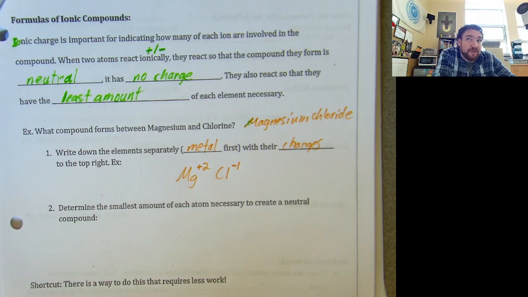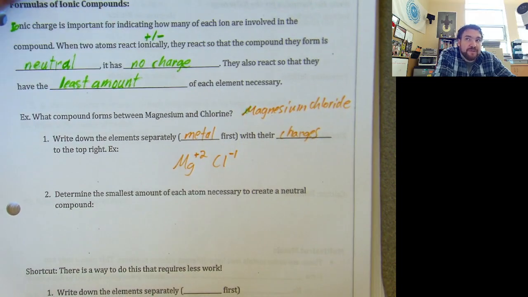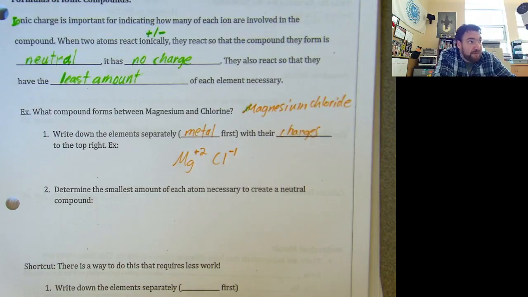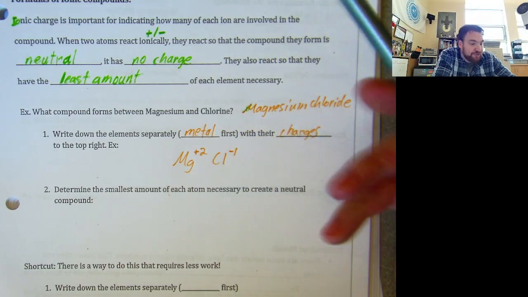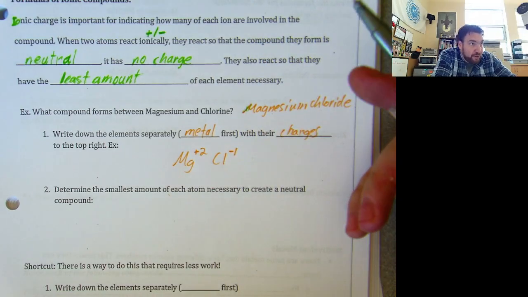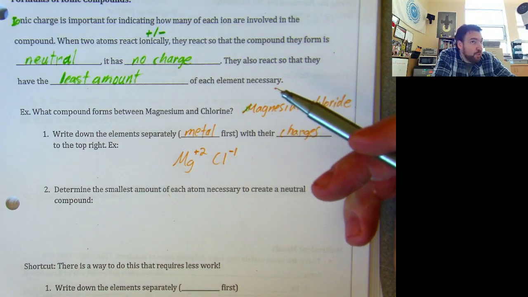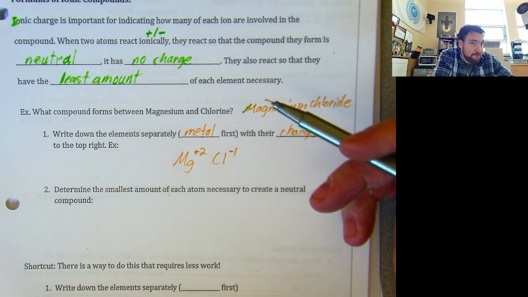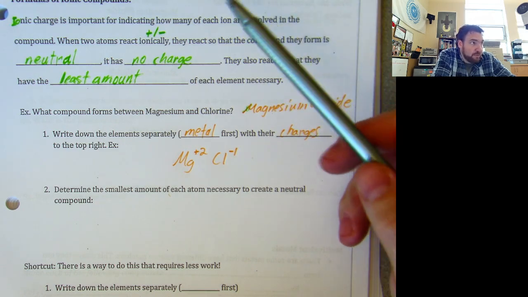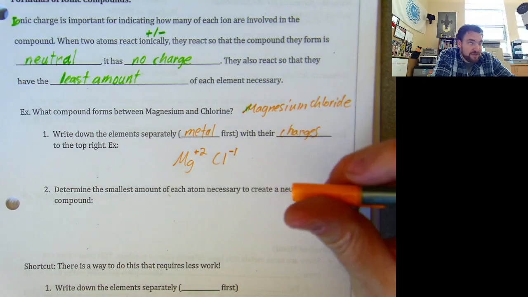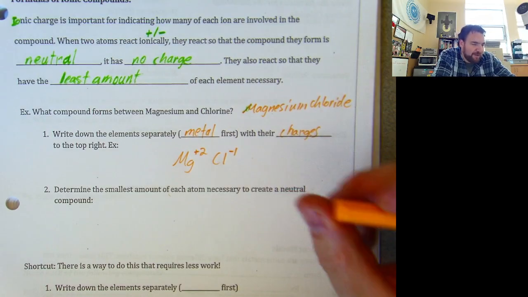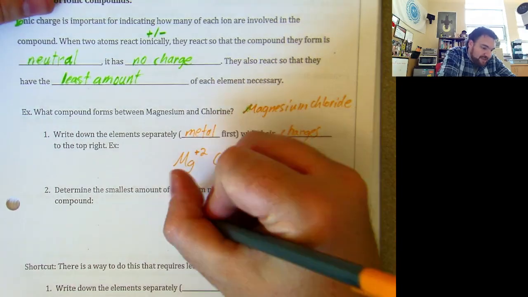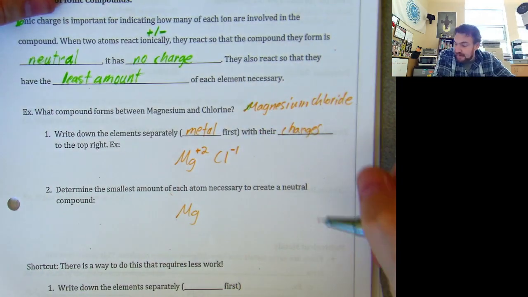Now, the longer way to do this is to ask yourself, okay, if I'm bringing groups of +2 and groups of -1, what is the smallest amount of each atom necessary to create a neutral compound? Or another way to think about it, what's the smallest number that goes into 1 and 2? 2. The smallest common multiple of 1 and 2 is what I want. It's 2. So to do that, how many magnesiums am I going to need?